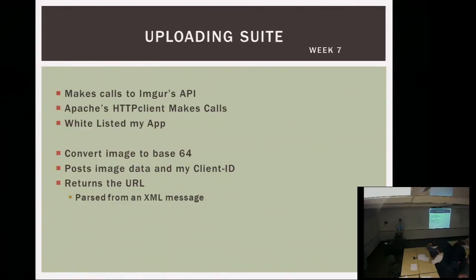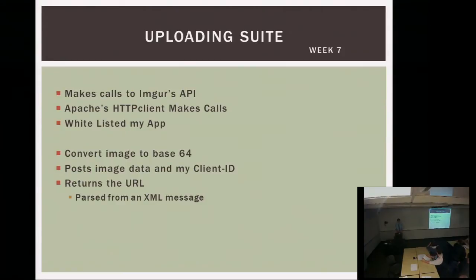And then next, the third pillar was the uploading suite. For this, Imgur.com is a website that allows users to post images or GIFs and then hotlink to share on aggregating websites such as Reddit or 9gag or Facebook. How it works is you make calls to their API. They have a URL that you type to, and you call a post method and make sure that it's got the right headers.